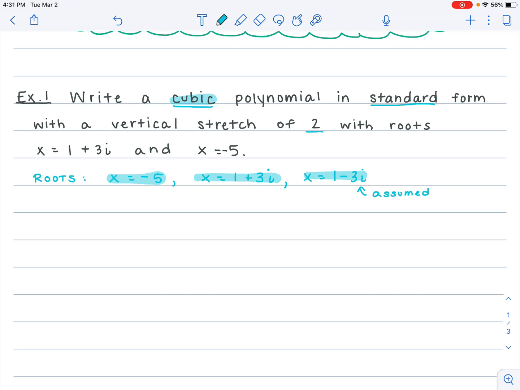What we're going to do is we're going to take all those roots and we're going to put them into factored form first. So we're going to say f of x equals, in factored form, you put your vertical stretch out in front, so 2, parenthesis. And what we're going to do is we're going to unsolve for x here. So if I were to move this negative 5 over here, all right, that would become x plus 5. Over here, I'm going to move the 1, so it'd be minus 1, and move that 3i, so it'd be minus 3i. Over here, I'm going to move this 1 over, so it'd be x minus 1. I'm going to move that 3i over, so it'd become plus 3i.